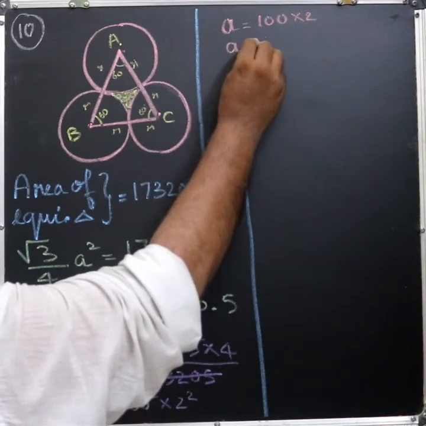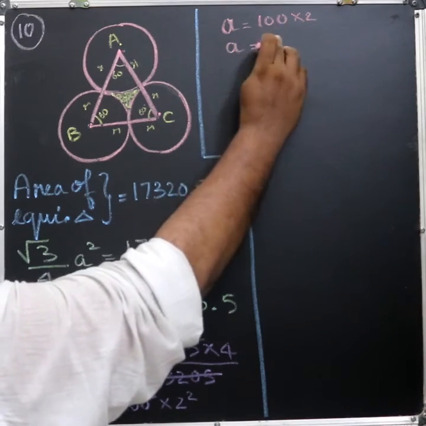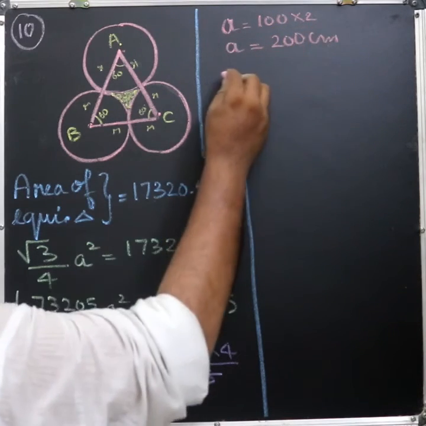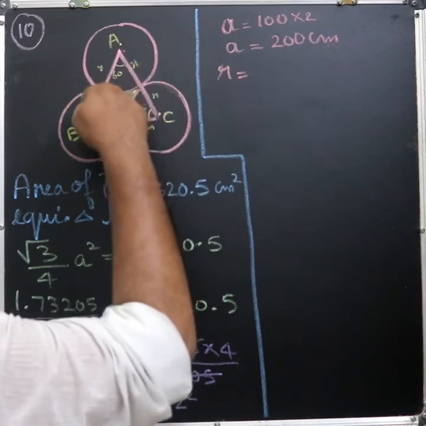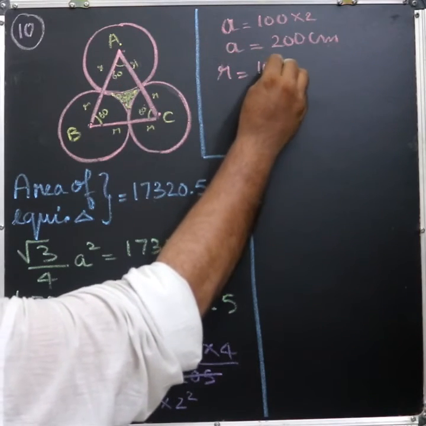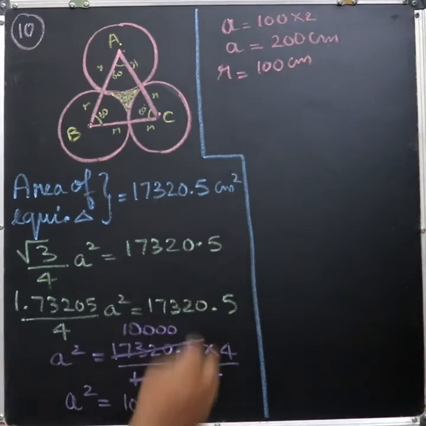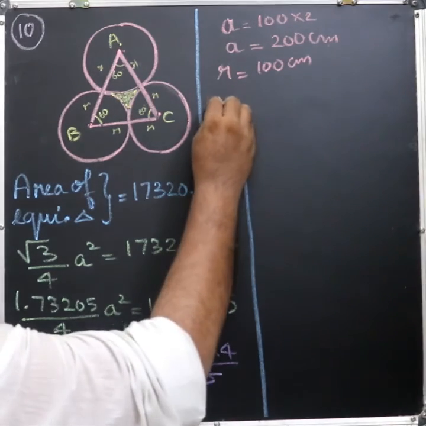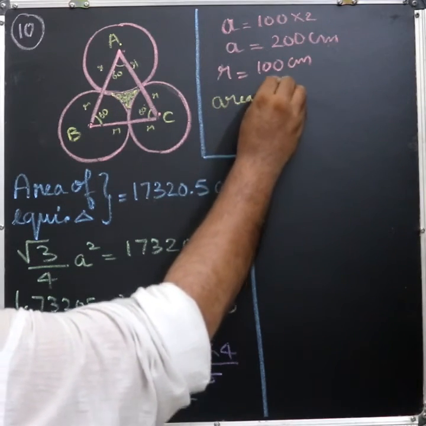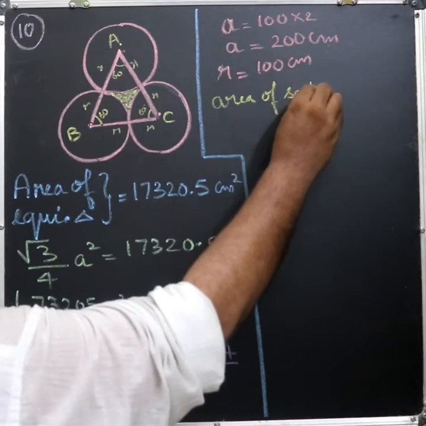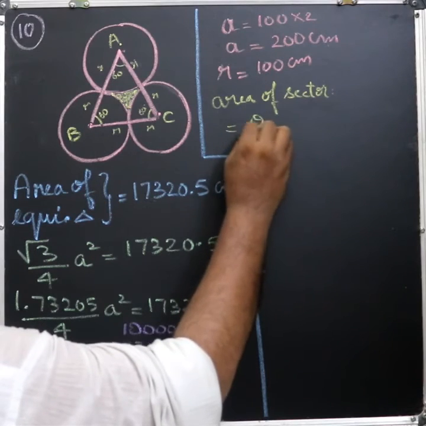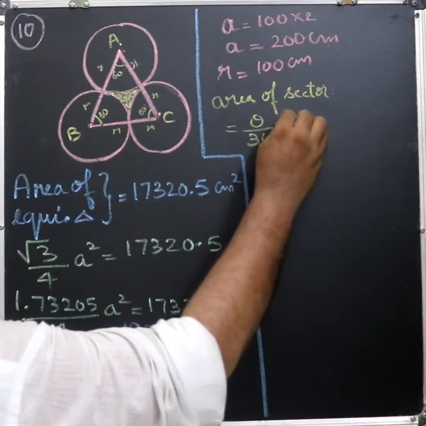Now we have found the a value, that is the side of the triangle. It is 200 centimeters. Now the radius is going to be half of the side of the triangle, so it is going to be 100 centimeters. Since we have found the radius, now we are going to find the area of one sector. So the area of a sector is given by the formula theta by 360 into pi r squared.